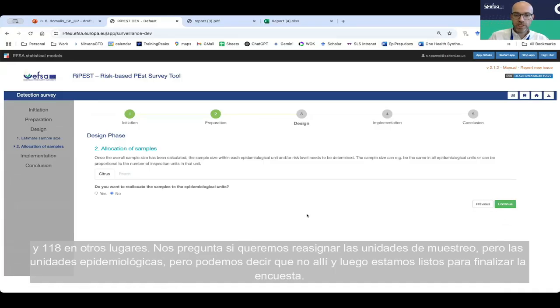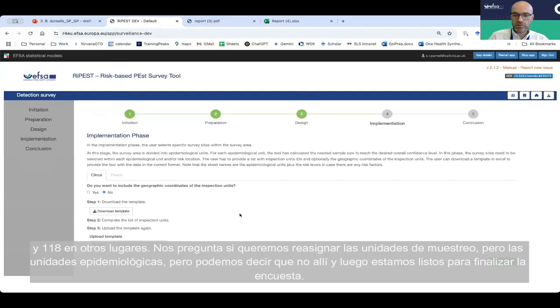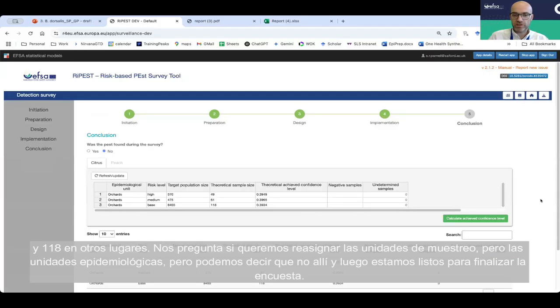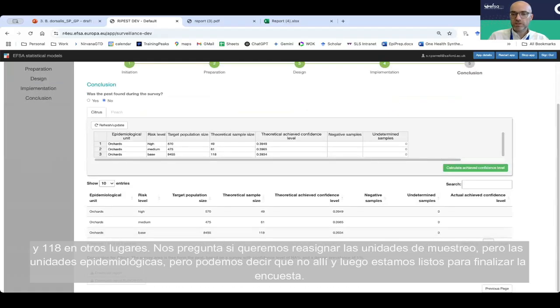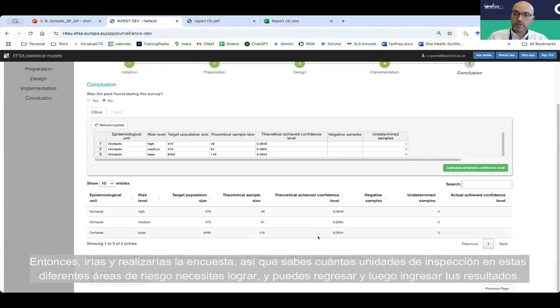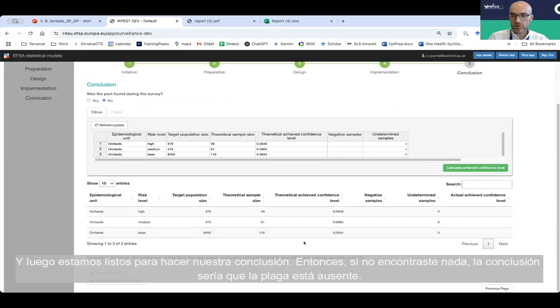It asks us if we want to reallocate the sampling units, but the epidemiological units, but we can say no there, and then we're ready to finish the survey. So then you would go and conduct the survey, so you know how many inspection units in these different risk areas you need to achieve, and you can come back and then enter your results. And then we're ready to make our conclusion.